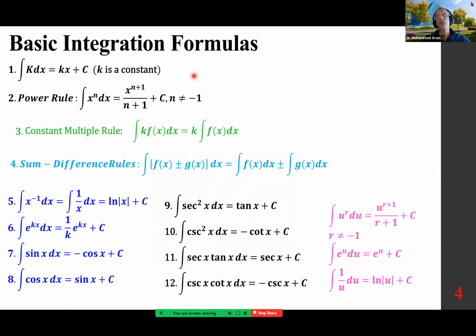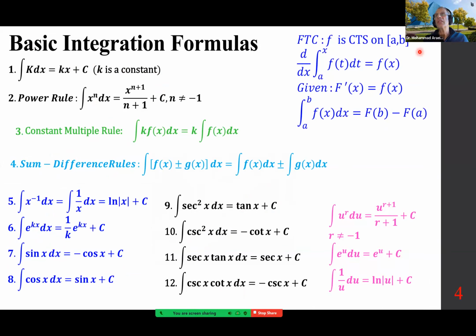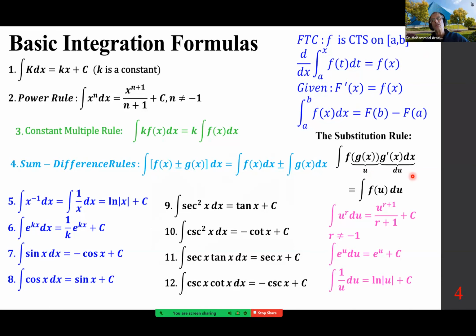Integration, or anti-differentiation, is the reverse process of differentiation. So as long as we're comfortable with derivatives, we have no problem with integrals either. This is FTC, the fundamental theorem of calculus. The derivative of the integration results in the function; they undo each other. And the integral of f of x dx evaluated from a to b is a definite integral. The result is a number, capital F of b minus capital F of a, where capital F prime of x equals lowercase f of x. And the substitution method is the reverse process.